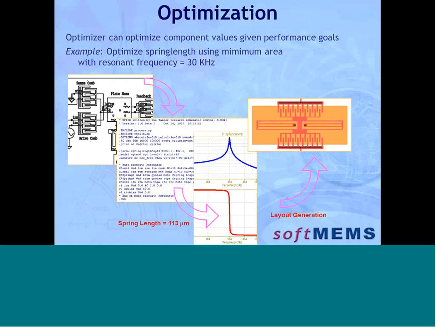We can optimize our systems if we have good models, and we can then answer questions, which would be how to create the mask layout to achieve a given optimization target. For example, in this case, I've shown that we want to simulate a resonance frequency of 30 kilohertz, and we'd like to know what are the design parameters to achieve this goal.